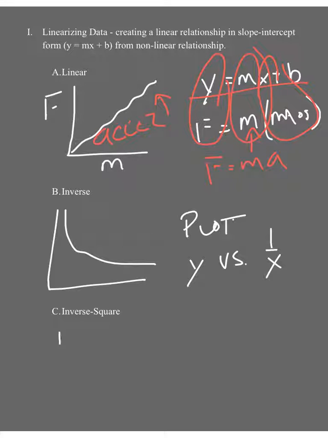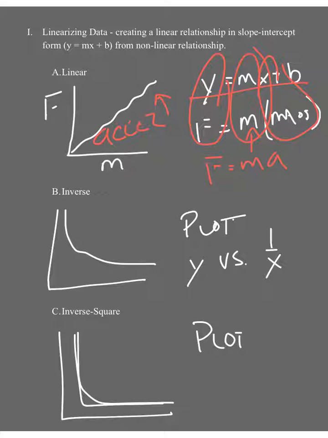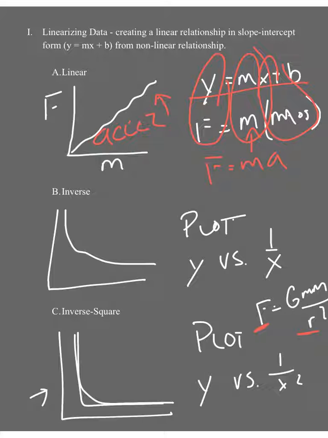Inverse square looks very similar to that of an inverse graph, but essentially in this case, if we get this graph when we plot x versus y, what we'd want to do is plot y versus 1 over x squared. So examples of that would be Coulomb's law or universal gravity, where basically you have F equals capital G m over r squared. That would be an inverse square relationship where F is an inverse square of r.